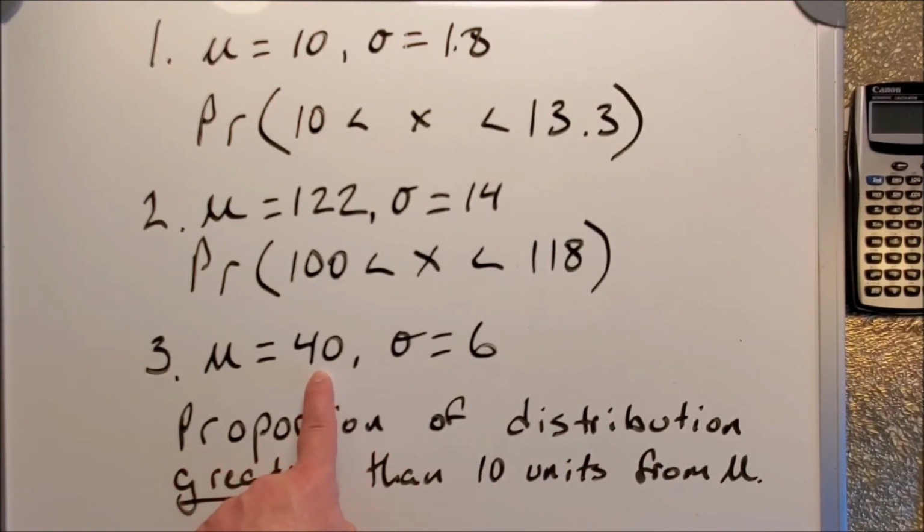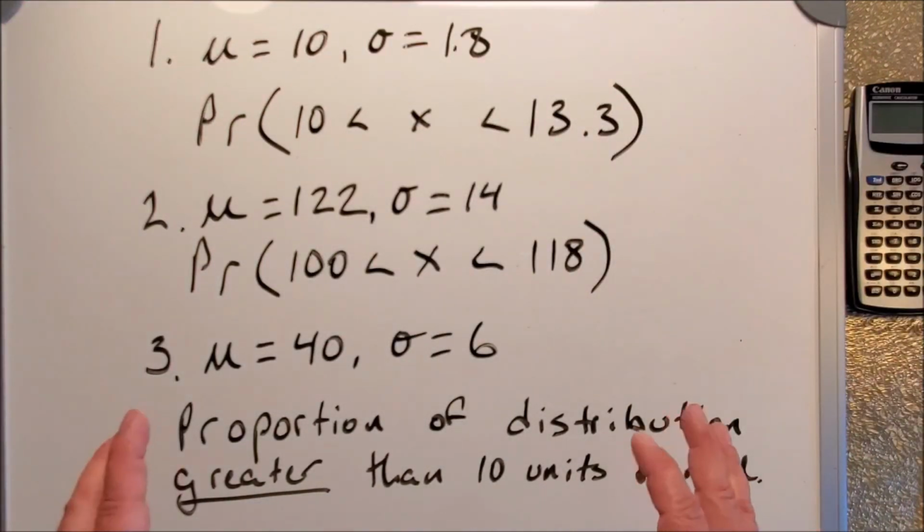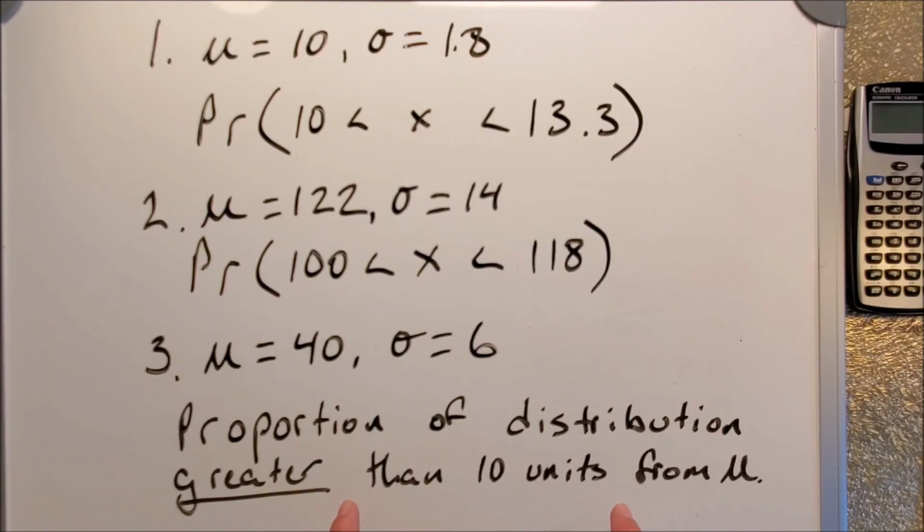I don't know what the unit of 40 is, and I don't know what the unit of 6 is. Maybe this is a mu of 40 degrees, maybe 40 gallons or $40, or it could be anything that we're studying. But whatever those units are, and by the way, they have to be the same units, I want to know the proportion of such a distribution, and remember, all of these are normally distributed, that's going to be more than 10 units away from mu. It's a little bit more conceptual, a little bit more abstract. I think you can do it. Go ahead and try that.